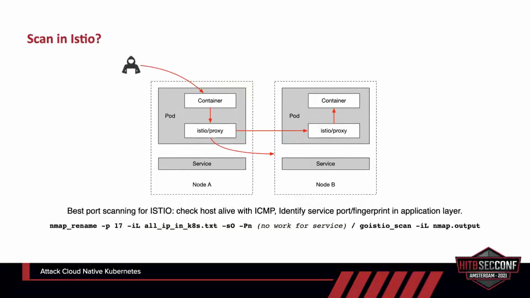The picture on this page describes why the Istio network is special. All your requests and responses will be hijacked, proxied, and managed via the sidecar container of Istio. The requests you send and the responses you receive will be changed. If you want to perform port scanning in an Istio network, we think the best practice is to use tools like Nmap, only using the ICMP feature to do host discovery.